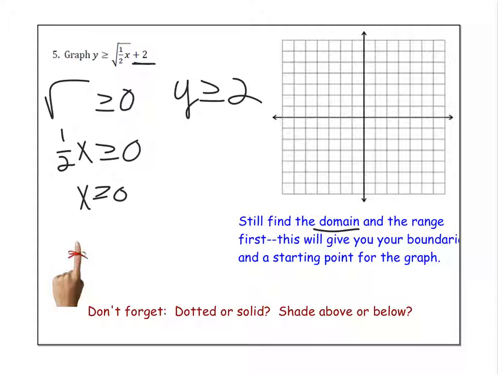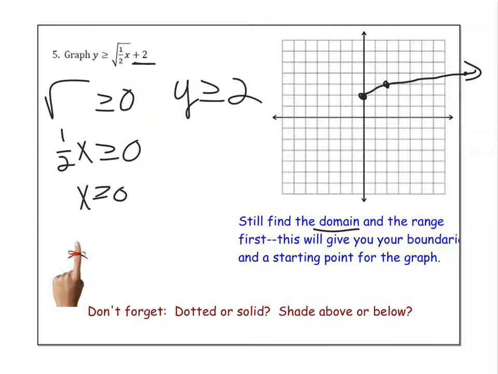So I'm starting kind of at (0, 2), and 1/2 basically means that it's going to be a little bit flatter. Once again, use Desmos, use a graphing calculator, plot your points. At 0 I'm at 2, at 2 I'm at 3. Then it takes me all the way out to 8 to get up to 4. So it's going to be a very, very flat line. Solid line. So now I've got to figure out which way do I shade.